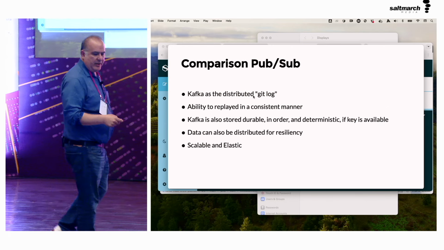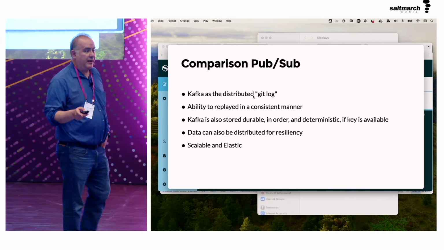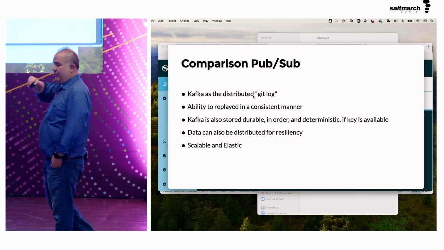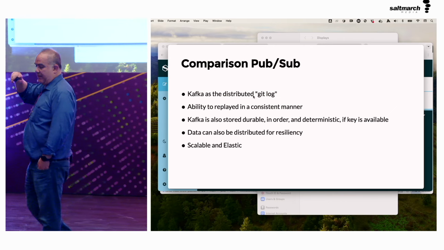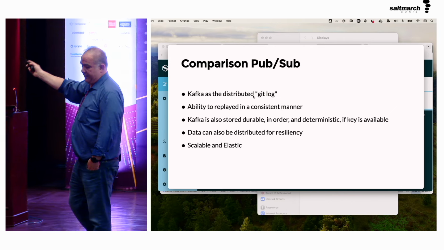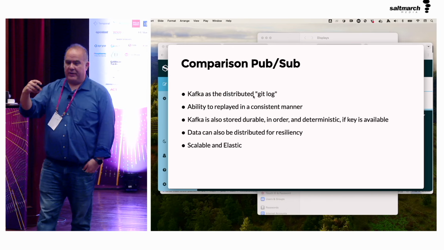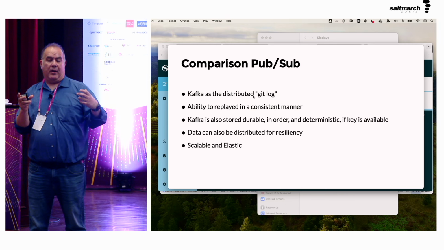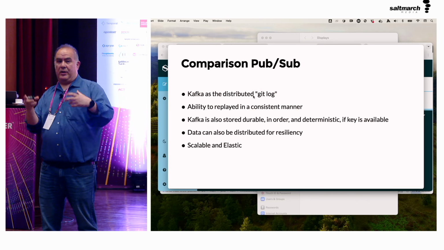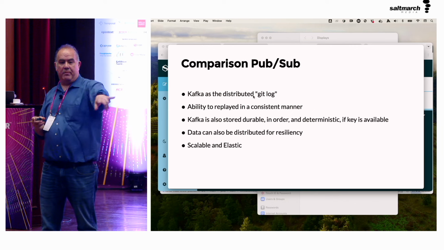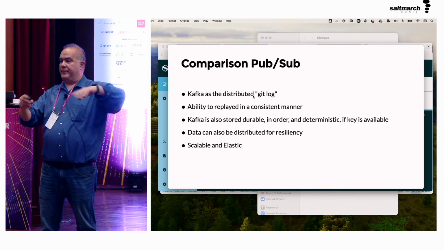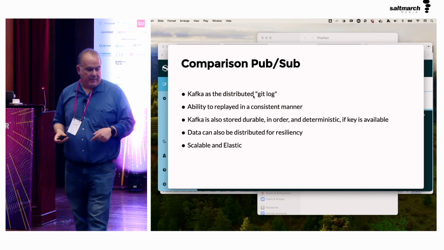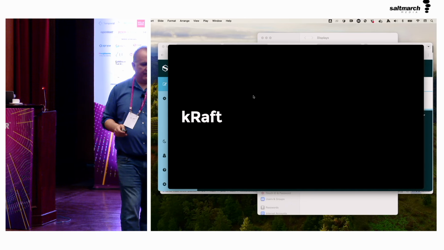Store durable, in order, and deterministic if a key is available, right? Like I mentioned, if I have Oracle trades in one partition, I have IBM in another, and I have Ford Motor Company or Target or Salesforce, right? I'm going to be very well assured because they're all part of the same key. They're going to go to that same partition. So if I need to do a group by and a sum of all Salesforce's stock trades, I know where to go because that's all going to be in one place. Okay, that's the way Kafka works.